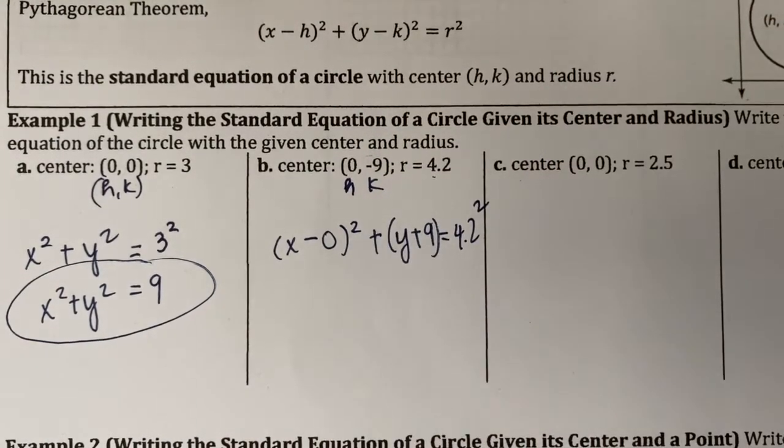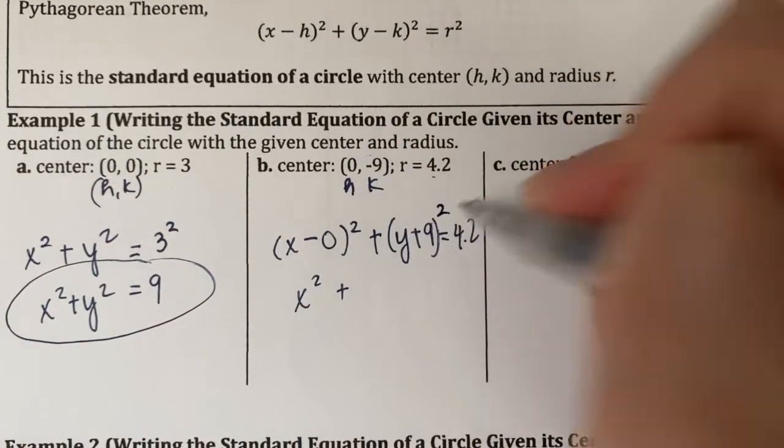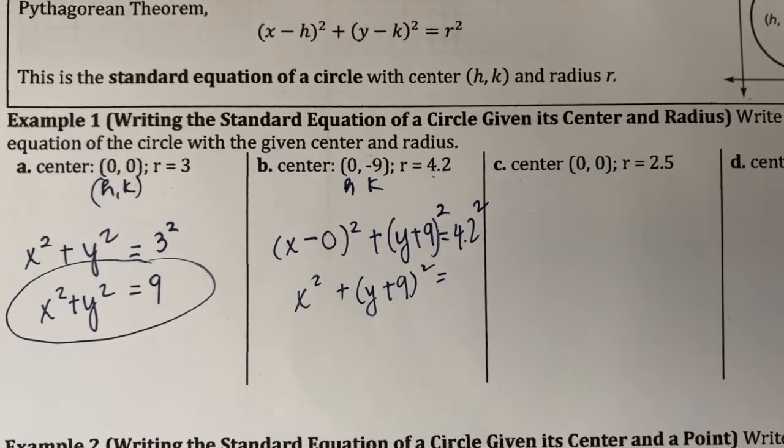x minus 0 is just x, so we get x squared here, and this, oh, I forgot the square. And this is just going to stay the same, (y plus 9) squared. And then we just got to put 4.2 squared into our calculator, and you get 17.64. So the equation of this circle is going to be x squared plus (y plus 9) squared is equal to 17.64. I'll let you guys try C and D, and let's move on to example 2.